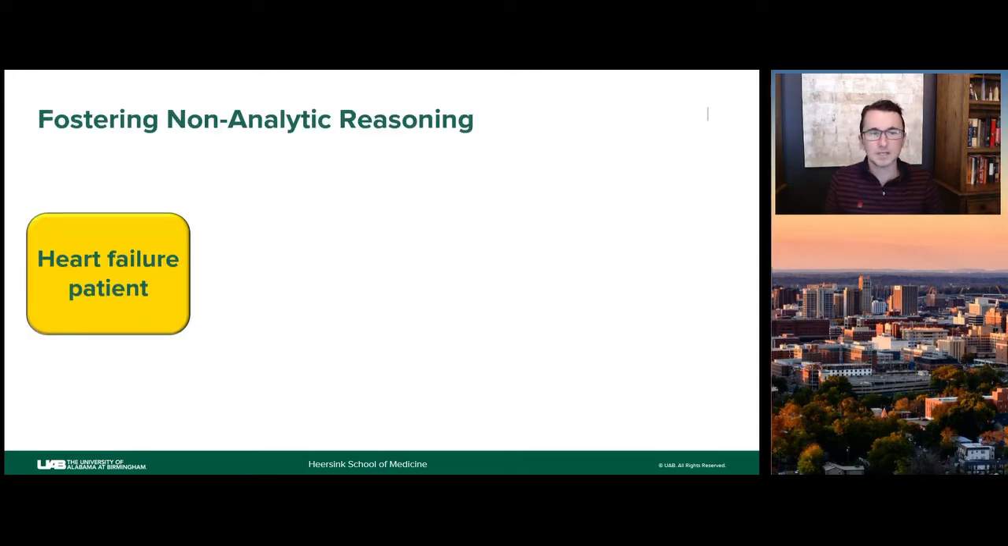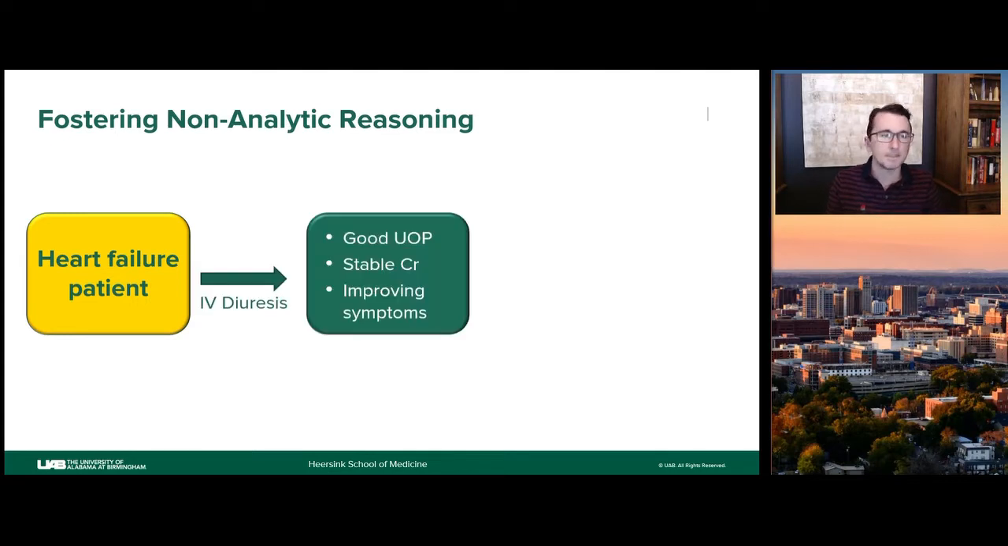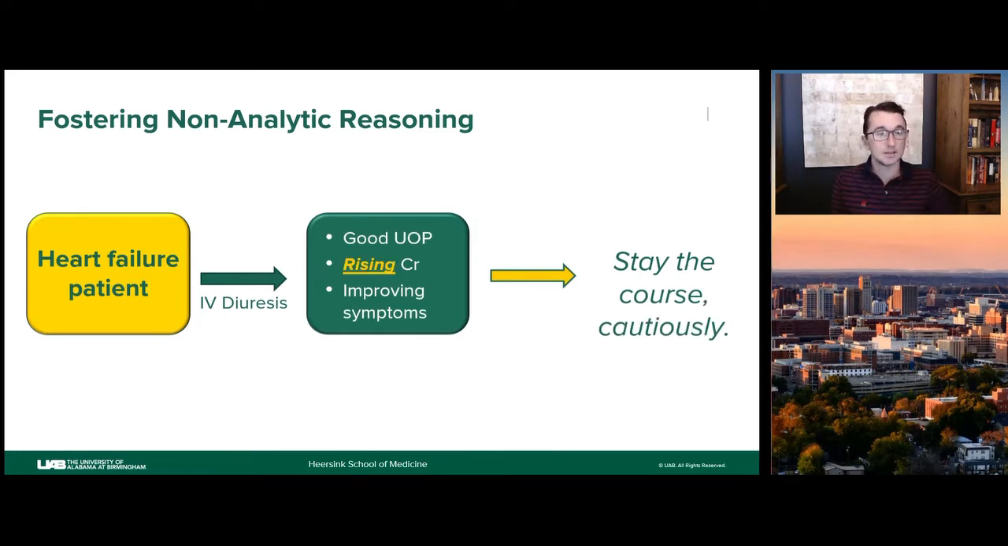So say you have a patient with heart failure and you are diuresing them and their urine output is good, their creatinine is improving, their physical exam is improving, their symptoms are getting better. So in that case, we're just going to stay the course, right? But progressive problem solving is thinking through and planning for potentially unanticipated outcomes. For example, say that you are diuresing and the urine output is okay, but the creatinine is starting to creep up a little bit.